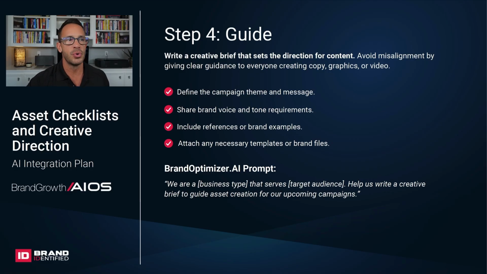Step number 4 is to guide. Write a creative brief that sets the direction for all of your content. Avoid misalignment by giving clear guidelines to everyone creating your copy, your graphics, or your video assets. So define the campaign theme and message, share brand voice and tone requirements, include references or brand examples, and attach any necessary templates or brand files. And then as always, I've given you another BrandOptimizer.ai prompt for step number 4.